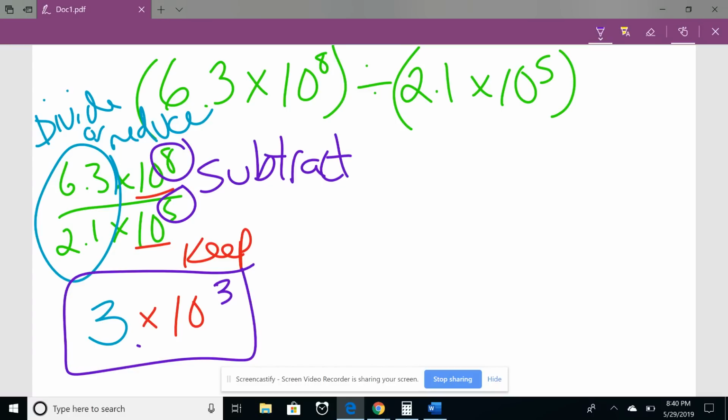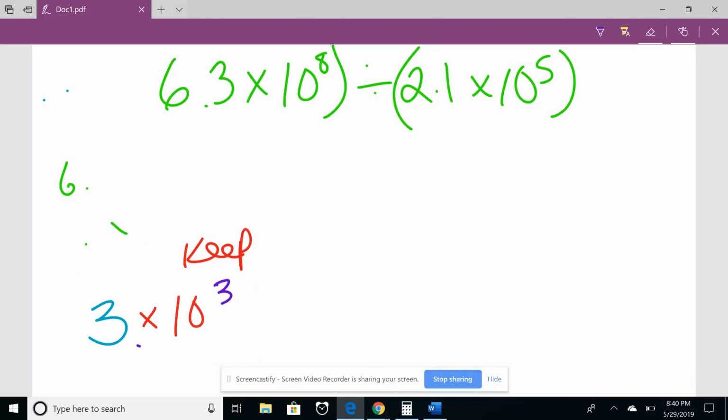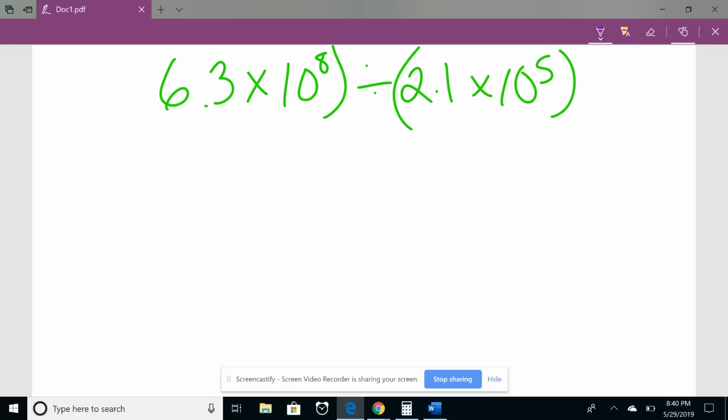Now, let's say I wanted to add these. Okay, a little bit different if I wanted to add them. Let's see if I can do this quickly here. There we go. And we're almost there. All right, so say I wanted to now add these instead.